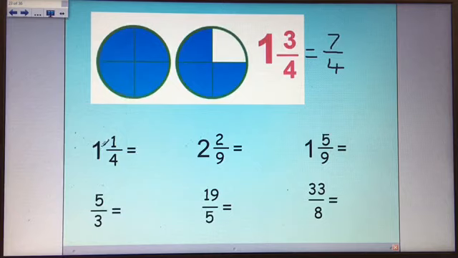So let's have a look at this first one. 1 times 4 is 4. Add the 1 makes 5 quarters. Number 2. 2 times 9 is 18. Add the 2 is 20 over 9.